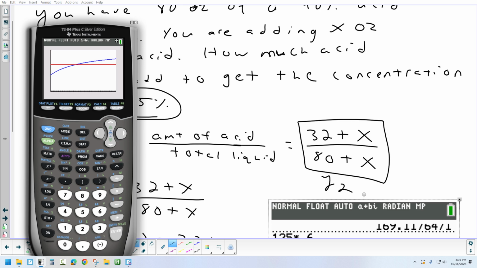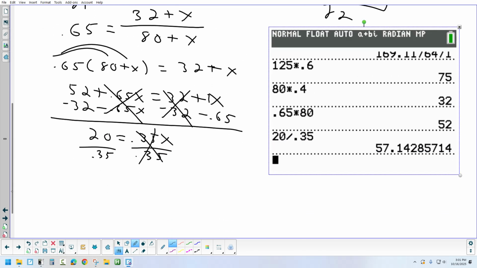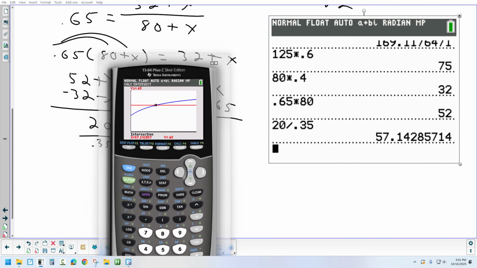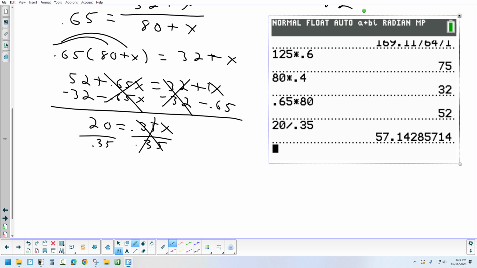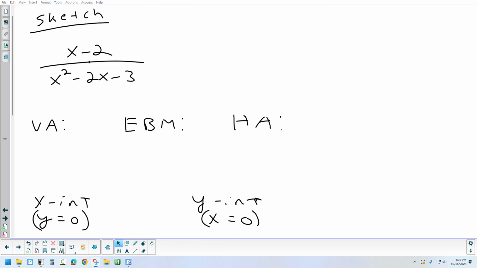Let's find the intersection point. And we get 57.14, which is exactly what we got algebraically. Any questions on that? Great. The next question we're going to look at is graphing a rational function.